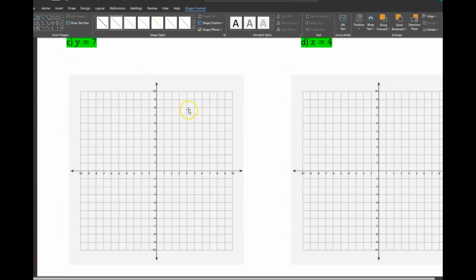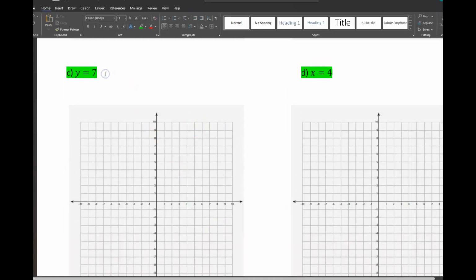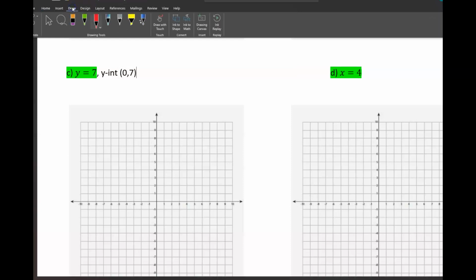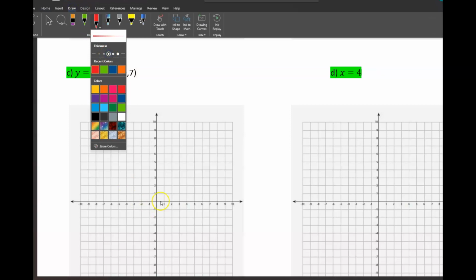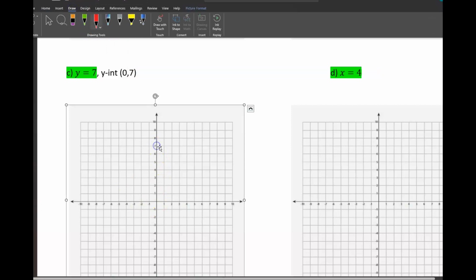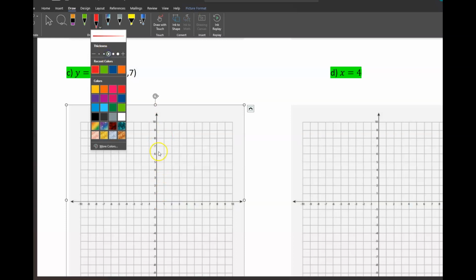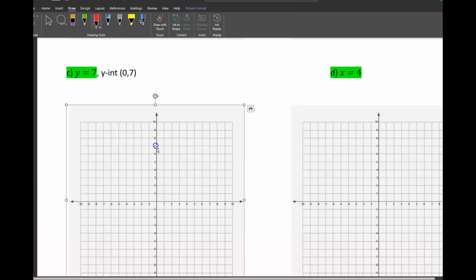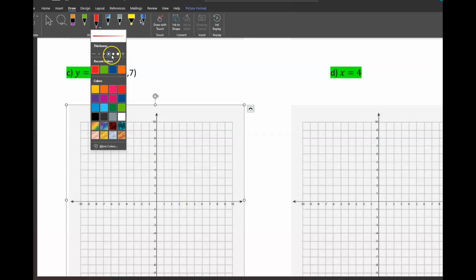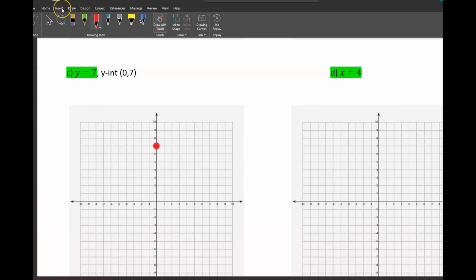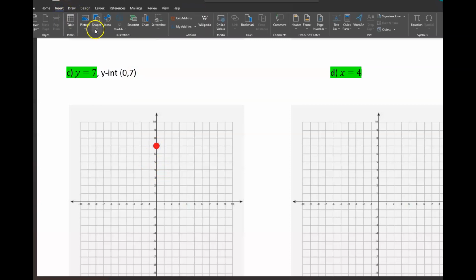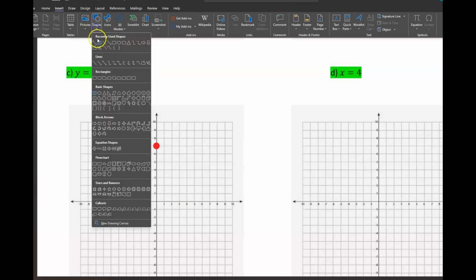And on this one, our actual y-intercept is going to be the coordinate point 0, 7. Let me draw a dot there. So 0, 7 is going to be here. So 0, 7, it's there. And then because the line is in terms of y equals, we're going to be drawing a horizontal line.